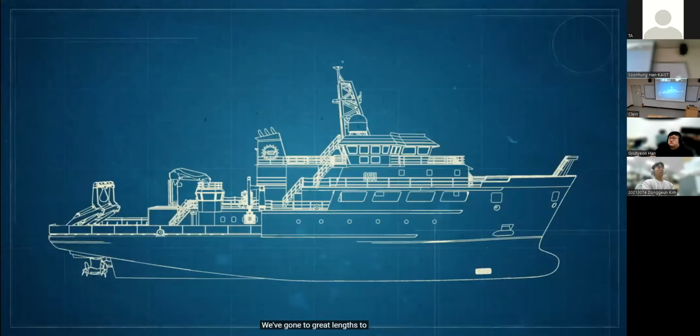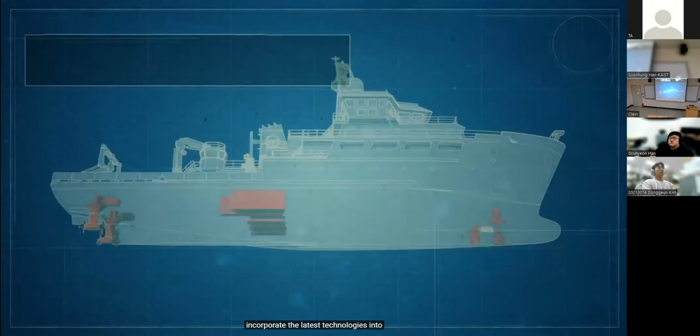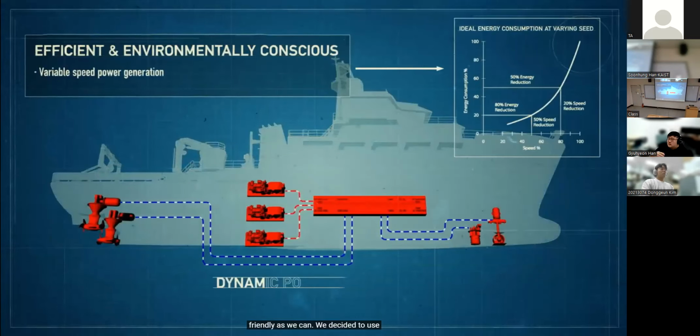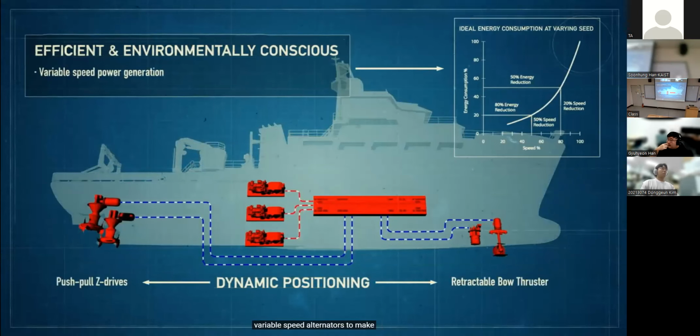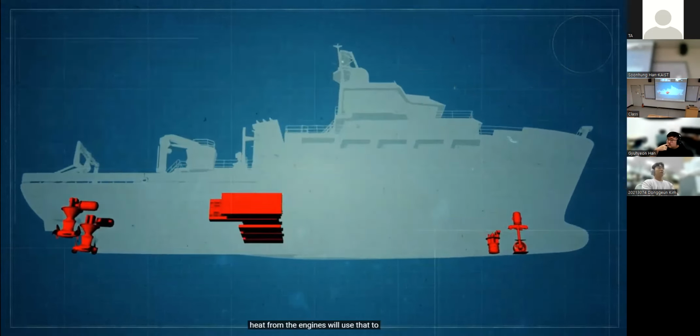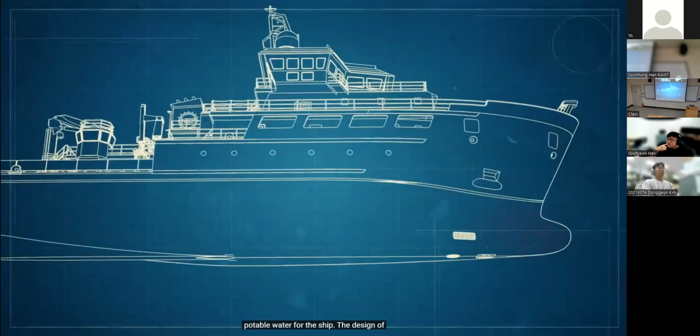When we were approached by Oregon State, one of their key objectives was to make this as green a ship as possible. We've gone to great lengths to incorporate the latest technologies into the ship to keep it as environmentally friendly as we can. We've decided to use variable speed alternators to make electricity. We've also used LED lighting wherever possible. We're using waste heat, so the heat from the engines, we'll use that to heat domestic water and to actually make potable water for the ship.